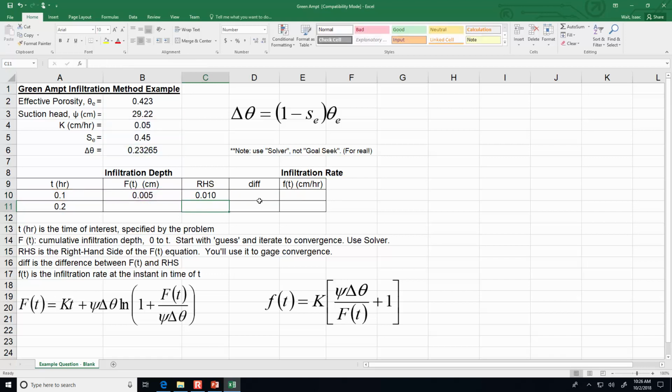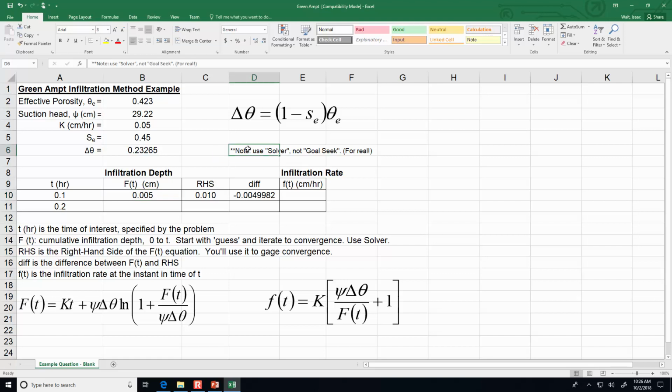Okay, now this column is the difference between the two. So the one on the left minus the one on the right, or vice versa, it doesn't matter. But the reason why it's useful to have this difference column is our objective is going to be to minimize the difference by changing this guess value of the infiltration depth.